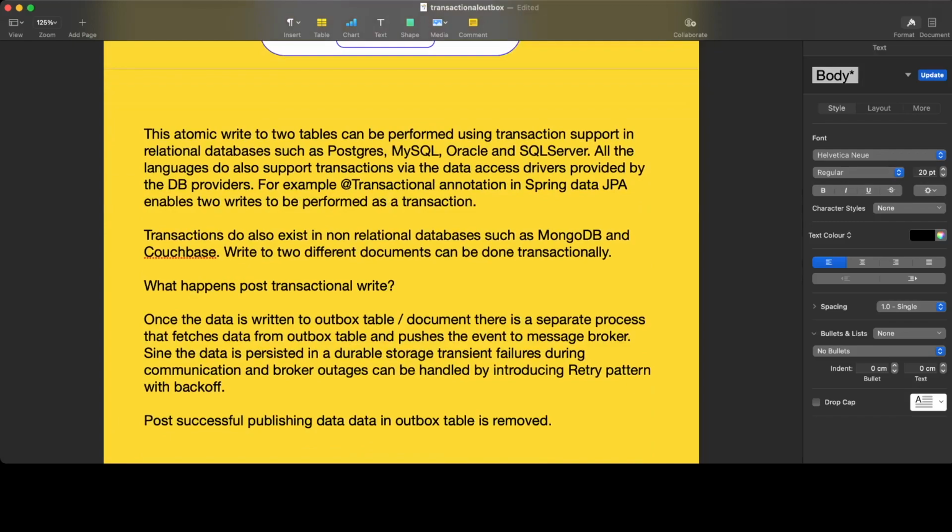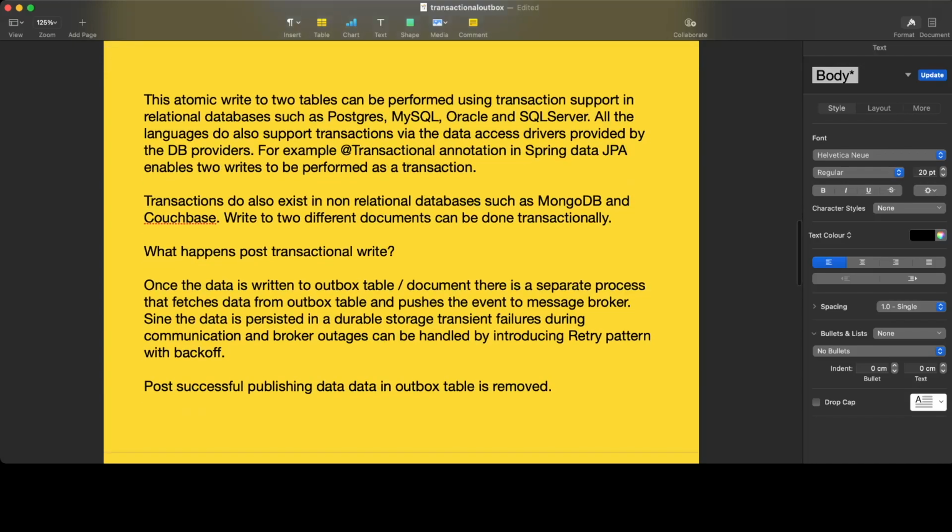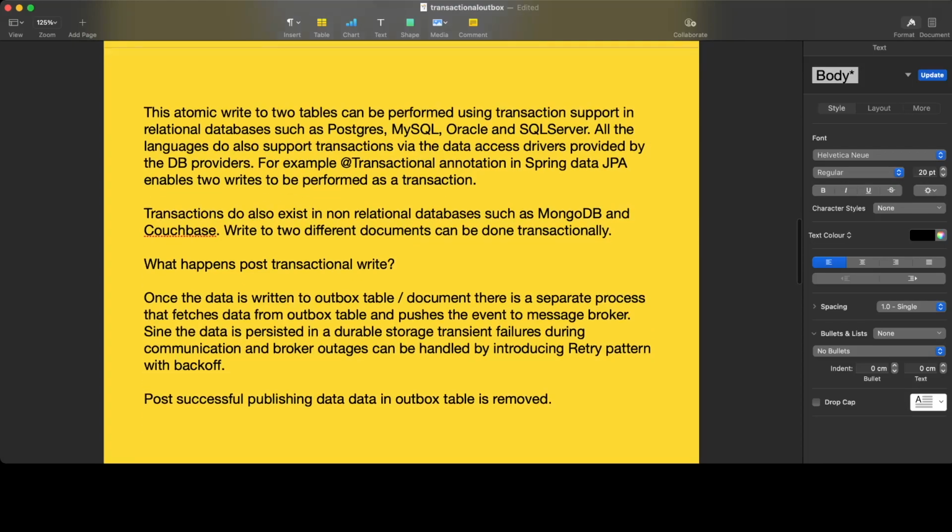So what if my underlying data store doesn't support transactions? We will look into a different solution, which is point number 2 that we were looking into: write to the table and CDC. That's the second approach we are going to look into. But let's revisit that problem statement a little later, after we look into how we can implement the transactional outbox table.